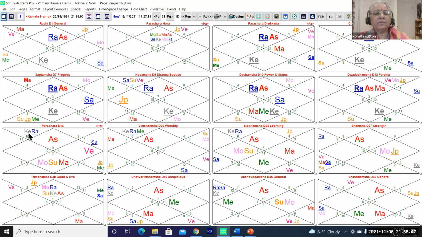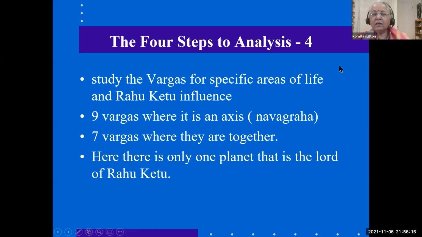But when we look at D16, they are together, D20, D24, D45, D40, Trimshamsha, D30. So you're seeing that in the vargas, there is a lot of complexity in analyzing. There's only one planet that is controlling the vargas. So when you come into Rahu Ketu dasha, whether it's Rahu dasha or Ketu dasha, they are going to be together. In the inner picture, the internal picture of Rahu Ketu, they are together there. So that is most important to see. That's the fourth step of Rahu Ketu.